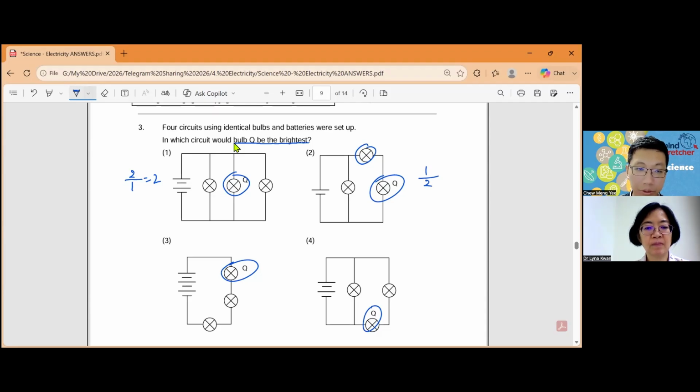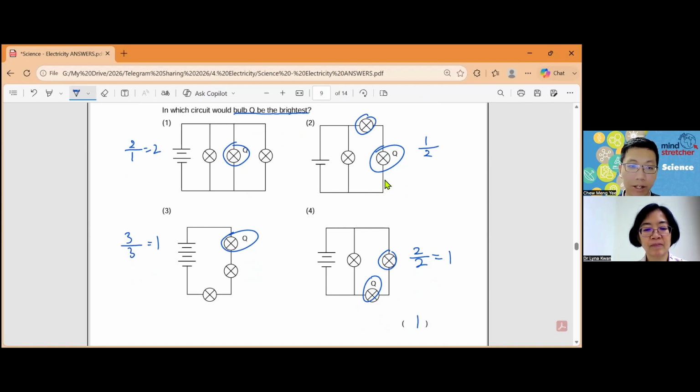For option three, three batteries and three bulbs. This is 1. And for the fourth one, again, I have two light bulbs arranged like this, trying to confuse you. So don't get confused, don't get tricked. Two batteries, two light bulbs. So it's 1. So you compare, which one is Q the brightest? So we have option 1. I hope all of you are annotating this down, so that you know what to look out for when you all revise this.